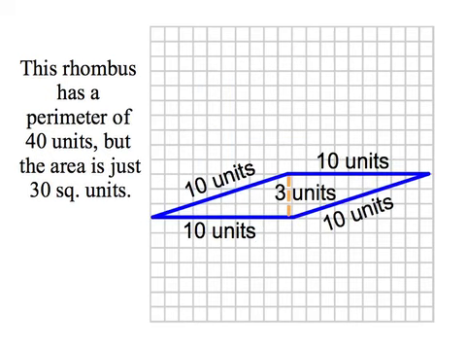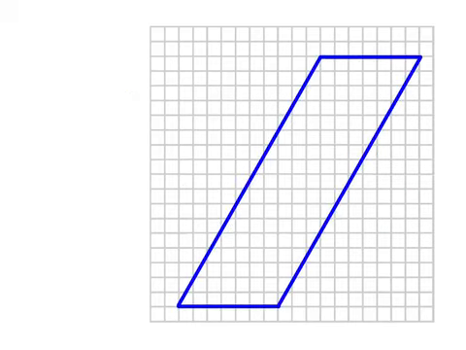Now we've rearranged again. We have 2 acute angles, 2 obtuse angles. The distance between the base and the top side is just 3 units long, so the height is 3. 10 times 3 is 30 square units, but the perimeter of this rhombus is still 40 units.